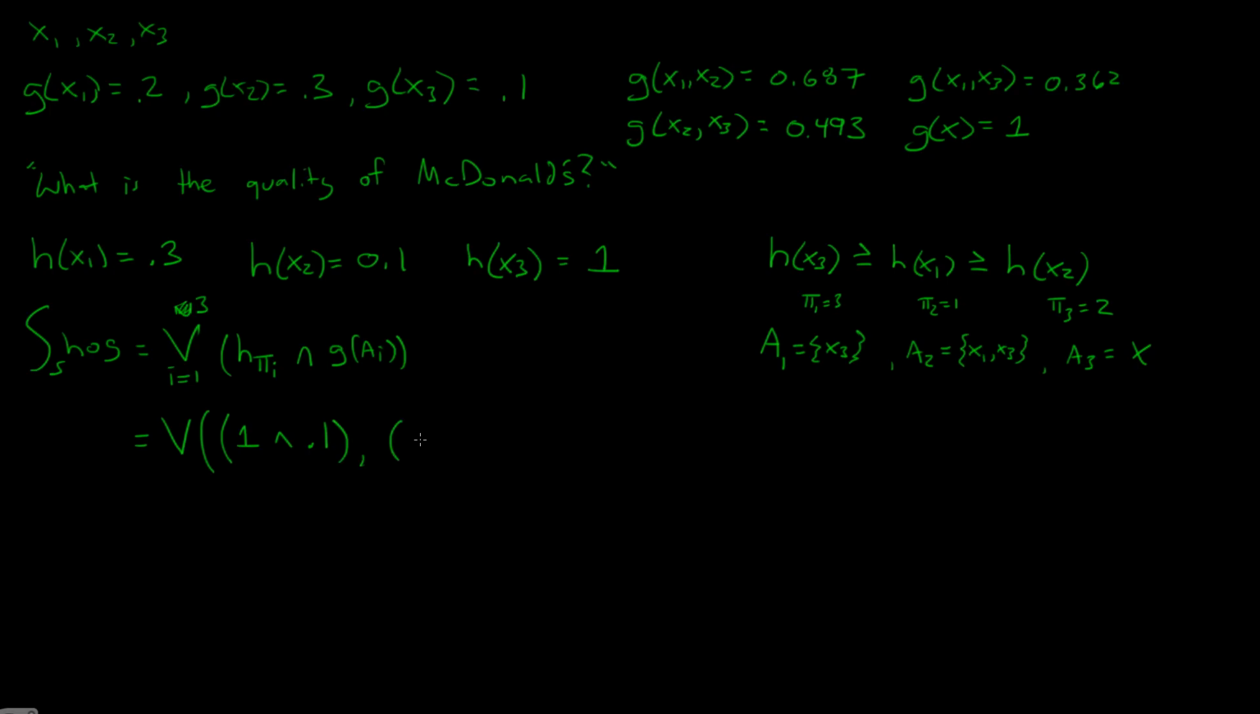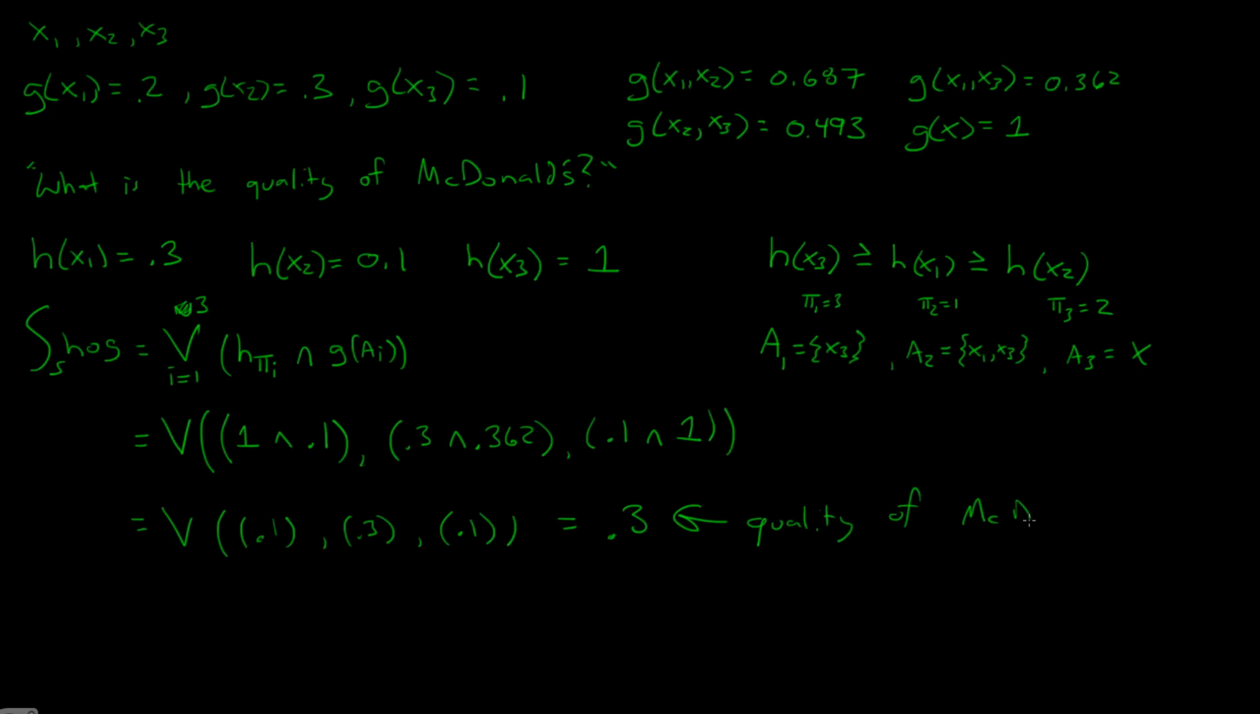And then we have h pi 2, which is h(x1). So we have 0.3 min with the worth of x1 and x3 together, which we look up here. We see it's 0.362. And then we have 0.1 min with the worth of everything together, which is, of course, 1. And so overall, this is the max of 1 min with 0.1, which is just 0.1, 0.3 min with 0.362, which is just 0.3, and then 0.1 min with 1, which is 0.1. And so overall, our answer is 0.3. This is the quality of McDonald's. I make no claims that this is the actual quality of McDonald's, just for example purposes.